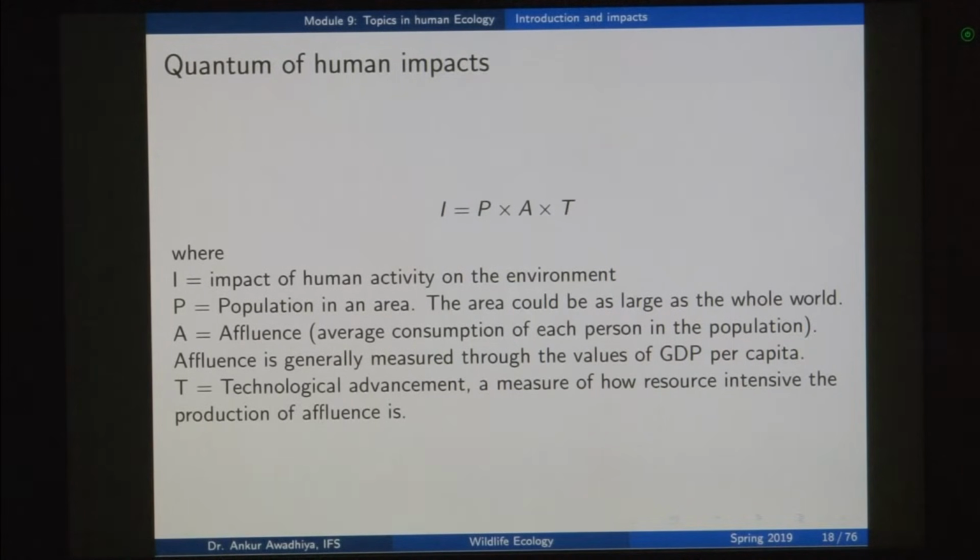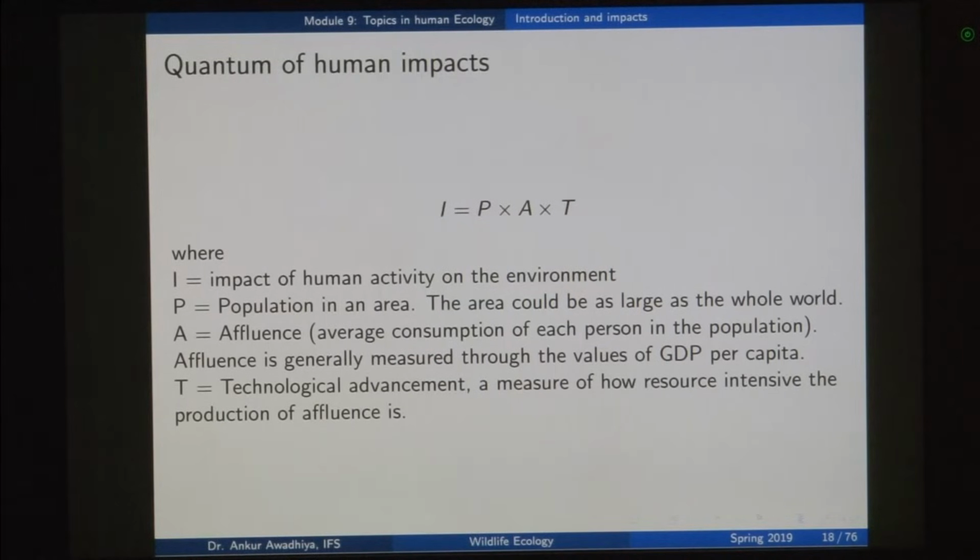So, P is the population in the area multiplied by A, and A is the affluence of the human beings that are there in that area. Affluence tells us the average consumption of each person in the population. Remember when we were talking about your grandparental generation versus the current generation. Affluence will give you an indication of how much you are consuming and how much your grandparents were consuming in their times. And affluence is generally measured through the values of GDP per capita. So, the more money you have per person, the more resources you have per person, the more consumption is possible per person, multiplied by T, and T is the technological advancement or a measure of how resource intensive the production of affluence is.